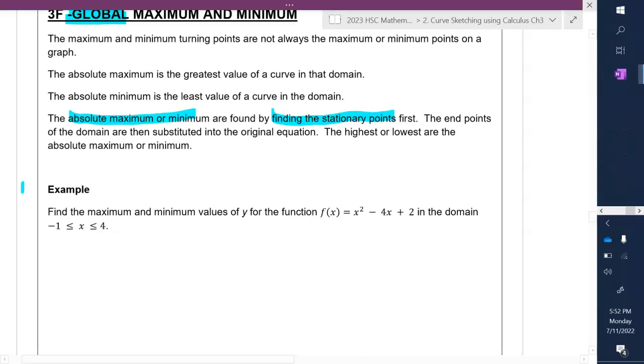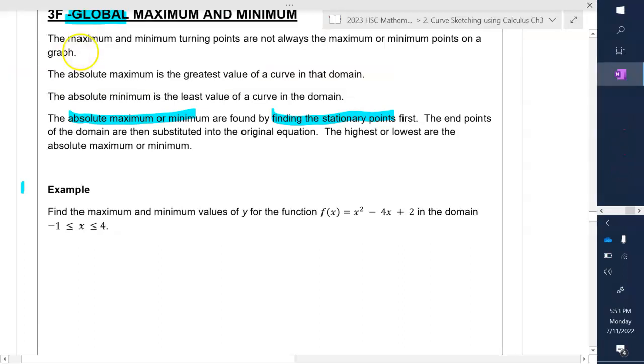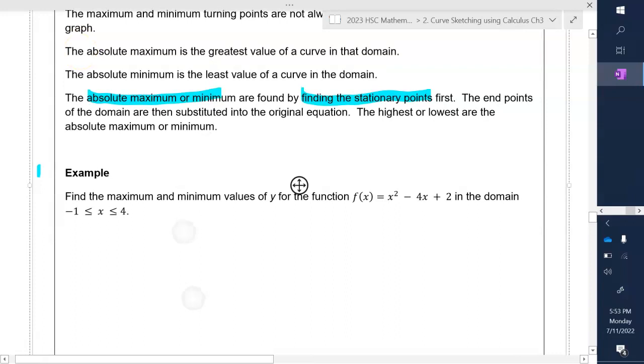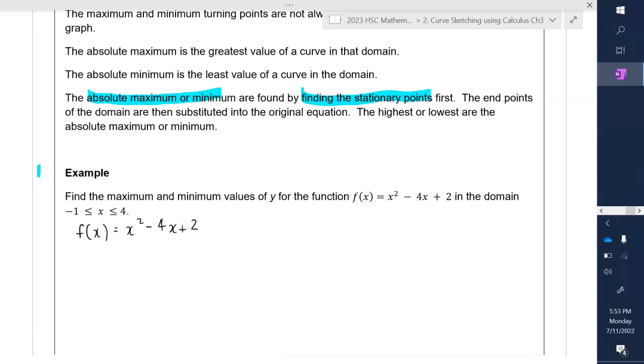Okay, so we need to find the stationary points first of our curve. So let's work through that and do that. We've got our first bit of information. We know f of x is x squared minus 4x plus 2. Let's just straight away go ahead and find f dash of x and f double dash of x. It's nice to get it over and done with at the start. Okay, so our first derivative is 2x minus 4, and our second derivative is going to be 2.